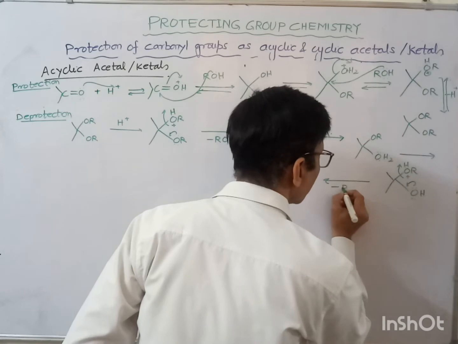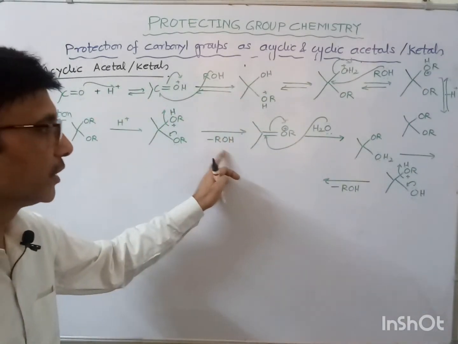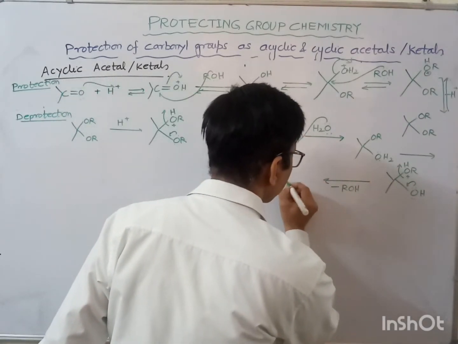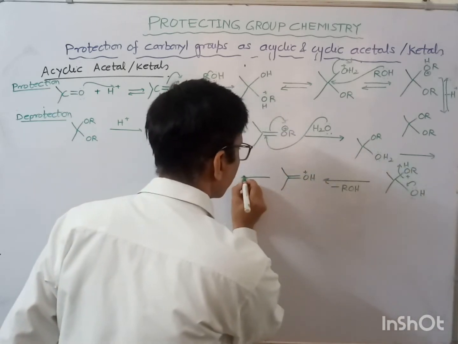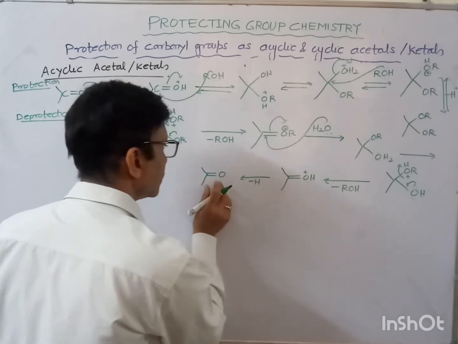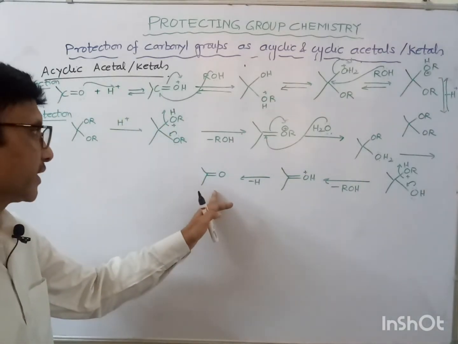Again, the second molecule of alcohol is removed. So the first molecule of alcohol is removed, and now the second molecule of alcohol is removed, and we will get a ketone. So like this, the ketone, that is the carbonyl compound, is deprotected.